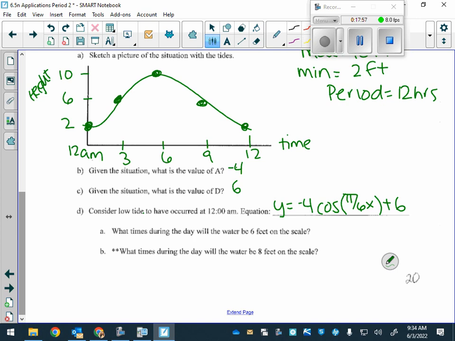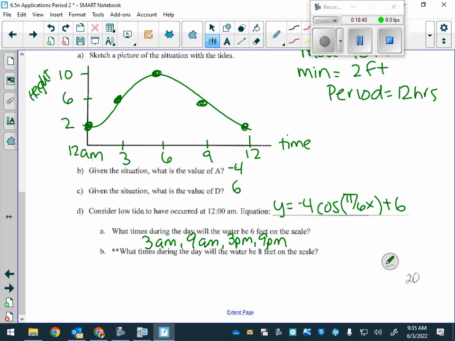Okay. What times during the day will the water be 6 feet on the scale? Oh, because that's the midline. Yep. Vertical shift is always the midline. Excellent. Good. 3 a.m., 9 a.m., 3 p.m., 9 p.m. Excellent. How many of you guys did get that? Okay. Did anyone find B?